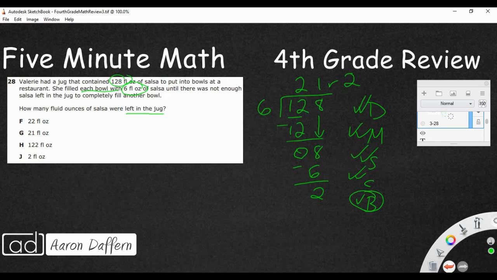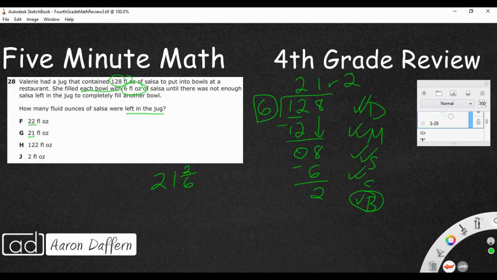And if you are in the 5th grade or 6th grade, instead of writing 21 remainder 2, in the upper grades you're going to write it like this. You're going to take your remainder and make a mixed number. Your remainder is your numerator. Your denominator is your divisor. But either way, you can fill up 21 bowls, which you see is an answer choice here. 21. 22 is just the next one up if you just did it incorrectly.